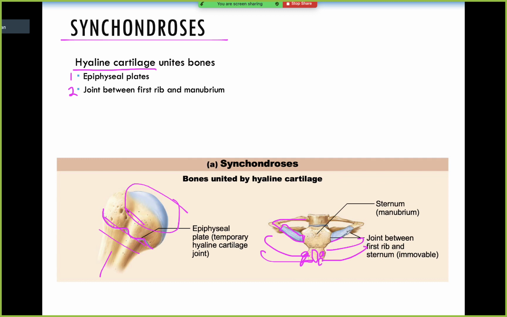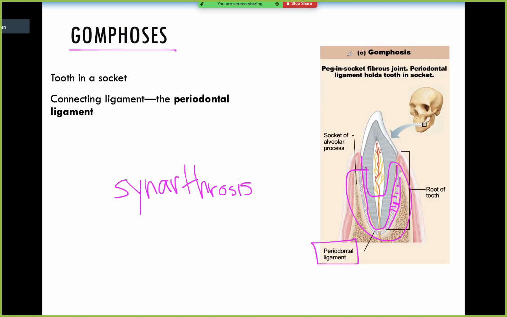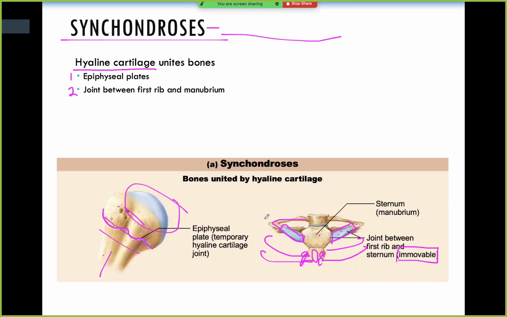The difference is between rib number 1 and the manubrium. It is immovable. You cannot have any flexibility between rib 1, the cartilage, and the manubrium. Same thing here. There's no flexibility, no movement between the tip of the bone and the shaft of the bone. Next to these synchondroses, please write synarthroses. The same word that I put here, put it here. It means immovable.